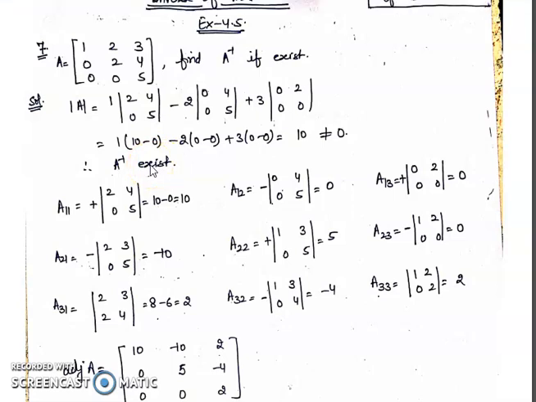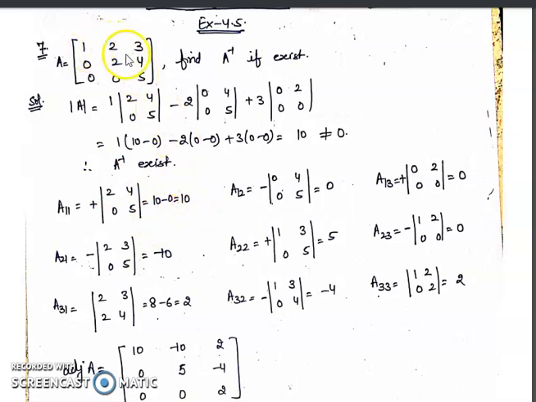Now we find the cofactor of each element. Remember we have to take the signs plus, minus alternately. So in the beginning you must write down the signs so that we cannot forget them: plus minus plus, minus plus minus. Write down the sign first, then write down its determinant. A11: the first row and first column are deleted, leaving the determinant 2 4, 0 5. Open the determinant; the value is 10.